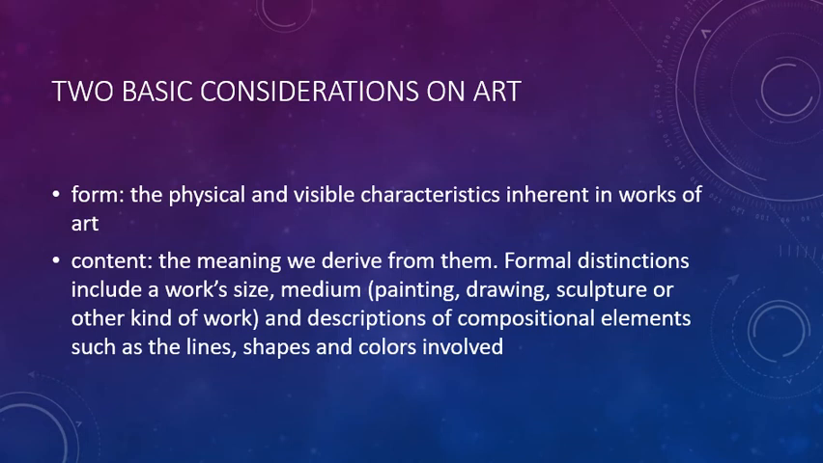A formal distinction includes the work's size and the medium, such as paintings, drawings, sculptures, or other kinds of work. Descriptions of compositional elements such as lines, shapes, and colors are involved. So when we say form, this is the physical and visible. It's either the materials or the mediums used to create or to contain the artwork, while content is more about the meanings we derive from them. So they are the combination of different elements such as lines, shapes, tone of the color, and others.